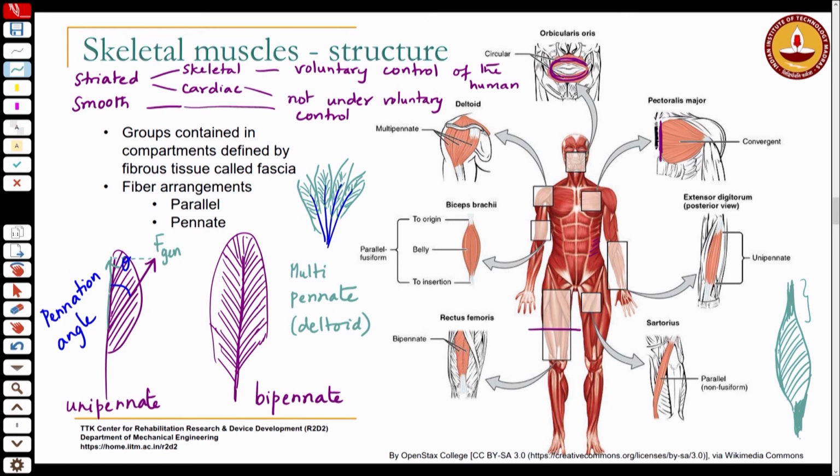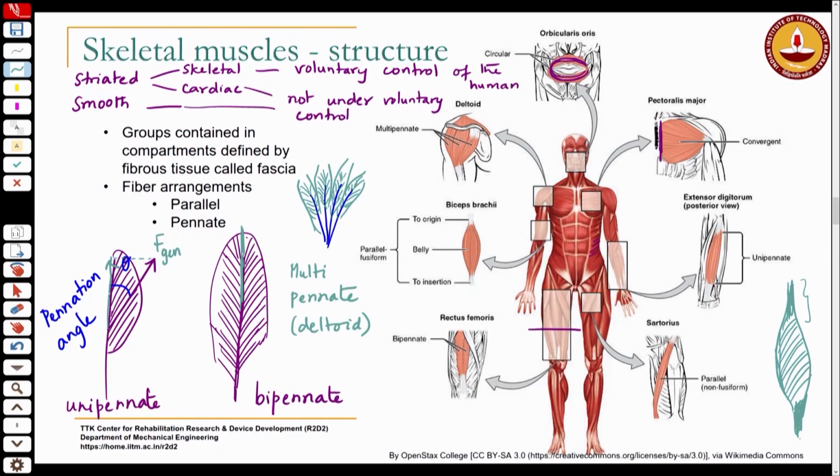That is your unipennate. In this case, you have the tendon which is central. It could be passing like that. So, you could have the long tendon, a tendon that is longer than the muscle fiber, but it goes through the central axis, and then you have the muscles that are creating forces at angles from that central tendon.